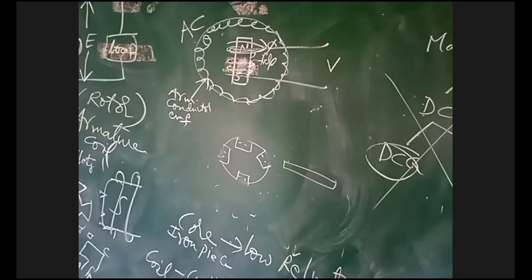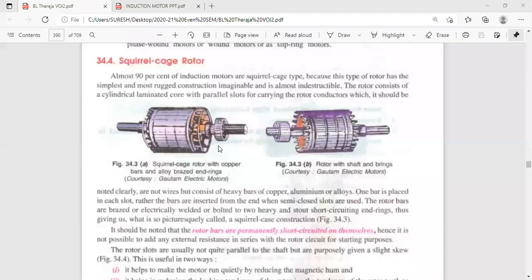Rotor copper rods. Now, how are they placed? See the diagram I am showing. I am sharing the screen. See the screen. This is one copper rod. This is the second copper rod. This is the third. This is the cylindrical core iron piece. On the cylindrical iron piece, there are slots. In the slots, they are placing the copper rods.